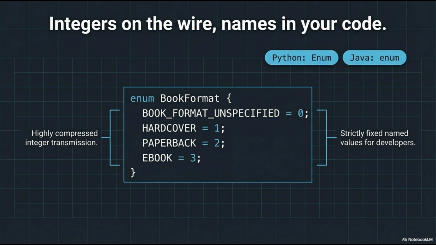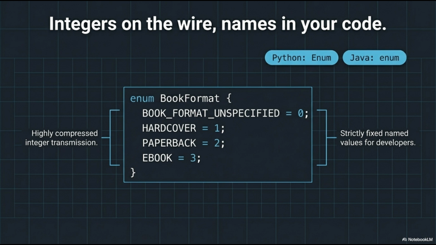But I do want to talk about how this actually behaves under the hood, because on the network wire, these aren't being sent as the heavy string hardcover, right? They are being efficiently transmitted as those assigned integers. That's the beauty of it. Yeah. It's highly compressed on the wire. But there is a very specific, very strict rule in Protobuf when you define these enums. The very first value in your enum must always be assigned to 0.